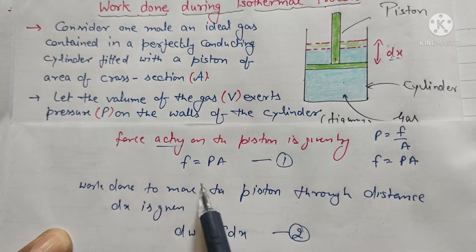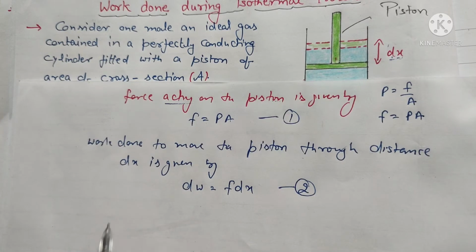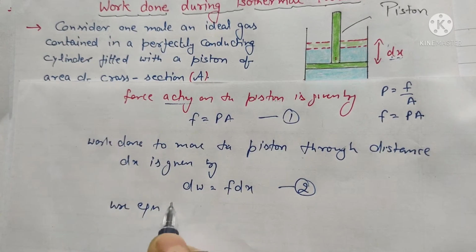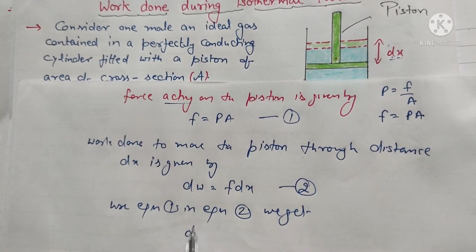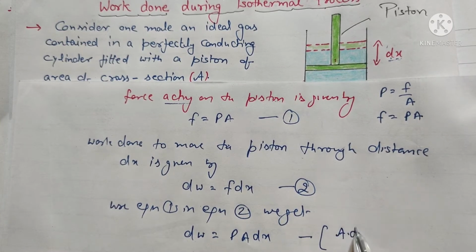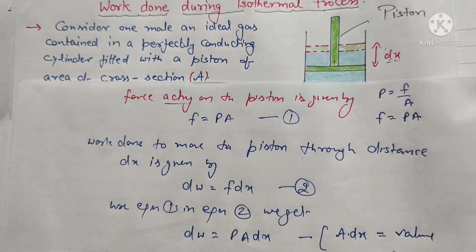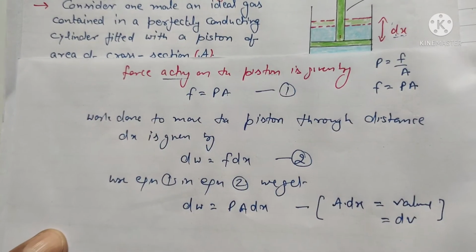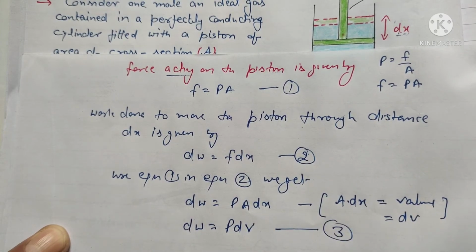Now in the next step, we put the value of F from equation 1 in equation 2. We get dW equal to PA dx, and we know that area multiplied by distance is equal to volume, and this is dV. So this equation becomes dW equal to P dV. This is equation number 3.